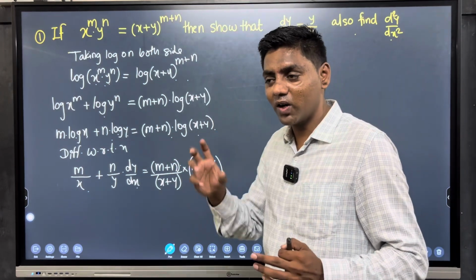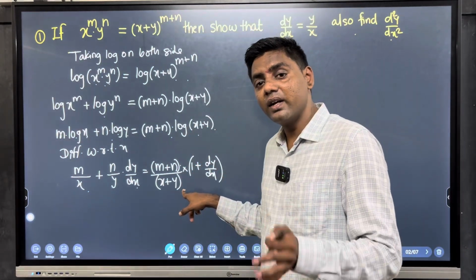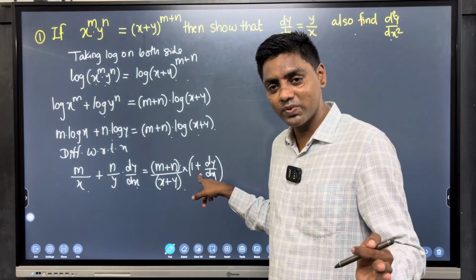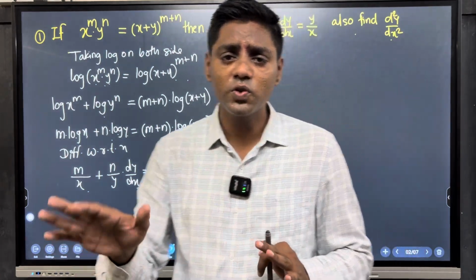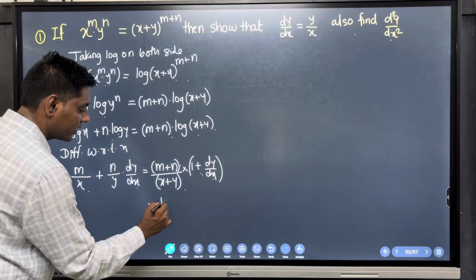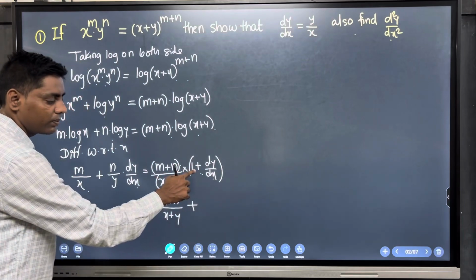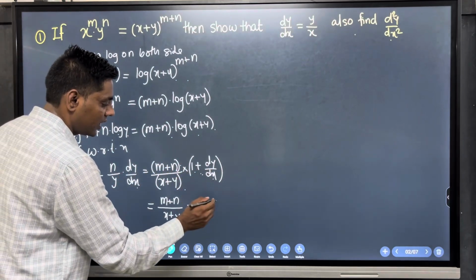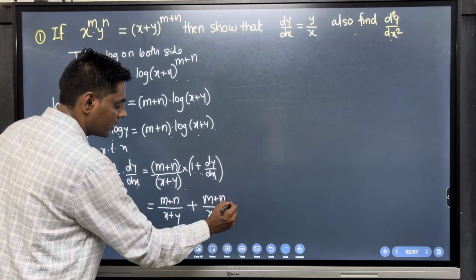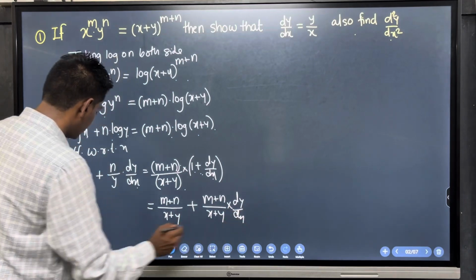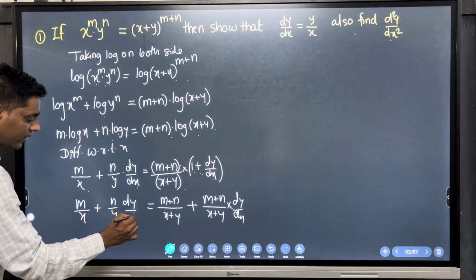How to solve the derivative? Log derivative is 1 upon x. So according to that, the derivative goes to the denominator, and again take the derivative of that function, means the derivative of x is 1 and the derivative of y is dy by dx. Simple. Here how to solve? Bracket expansion. So applying the rule of bracket expansion, what we get is the answer, m plus n divided by x plus y, plus, it is multiplied by 1 as it is, and when the bracket is multiplied by dy by dx, we get n divided by x plus y into dy by dx. Here that is as it is, m divided by x plus n divided by y dy by dx.